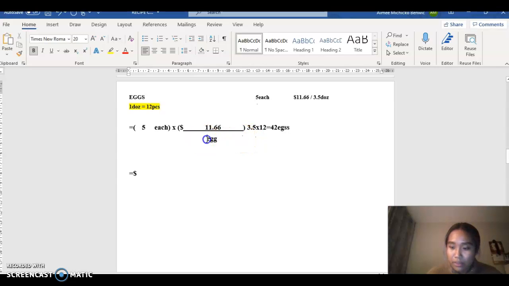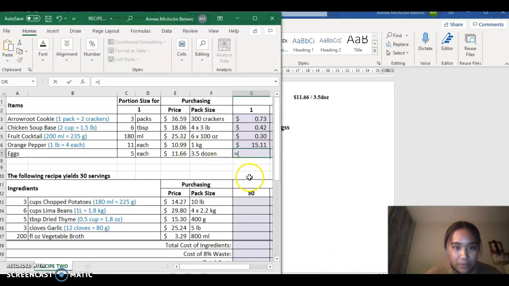I'll just plop it in here. After calculating all of it, that gives us $1.39 for the cost of egg. Let's just put it in our Excel. So 5 multiplied by the price divided by 42, close bracket, that gives us $1.39 as well.